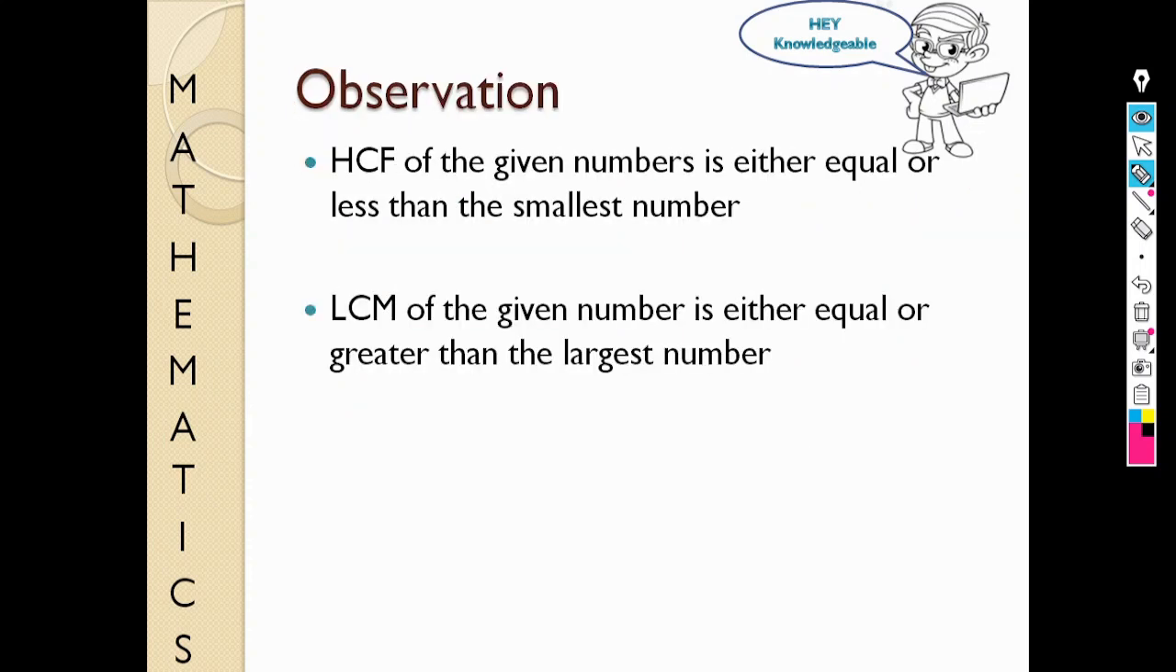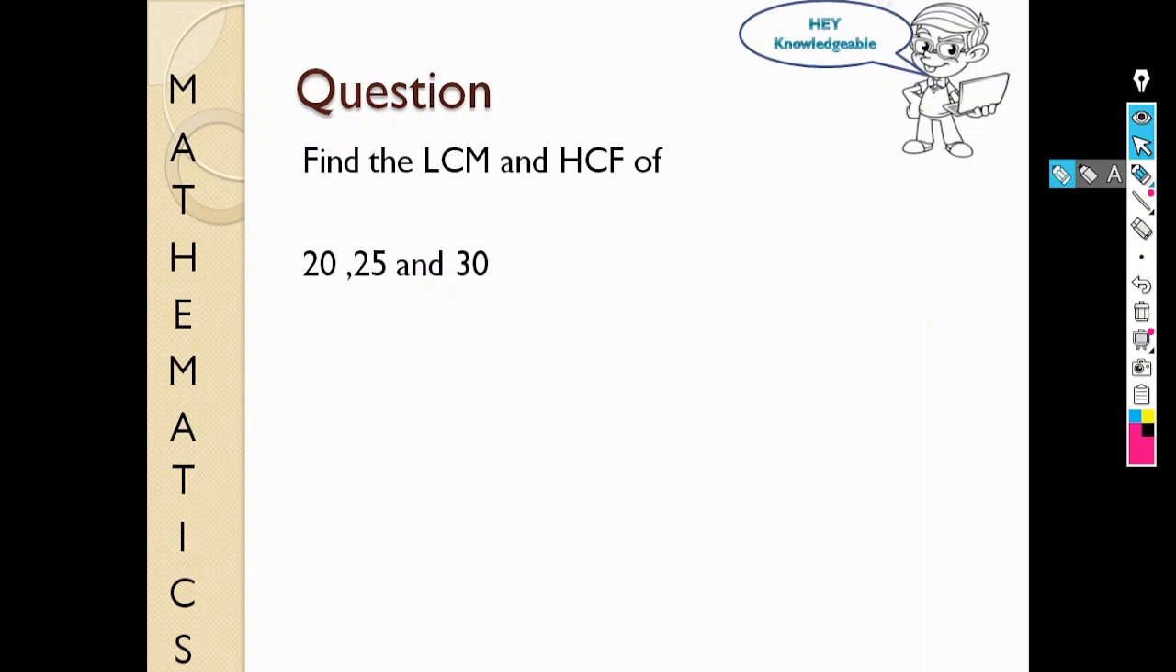Whatever we have read till now, there are some observations. What is the first observation? The HCF of given numbers is either equal to or less than the smallest number. The LCM of the given numbers is either equal to or greater than the largest number. So remember these things. Now let's try to do some questions.